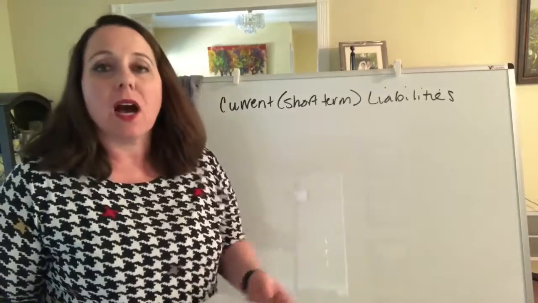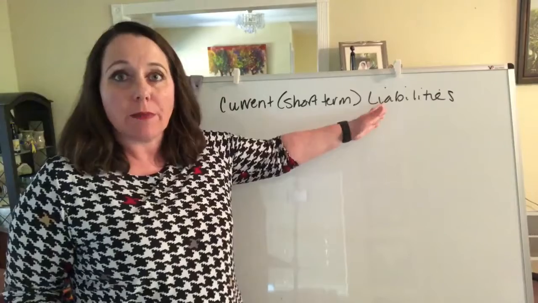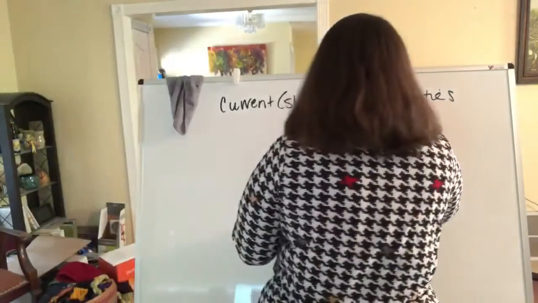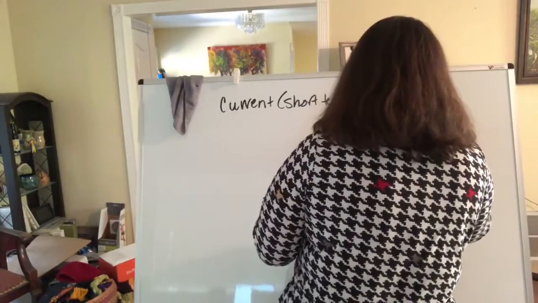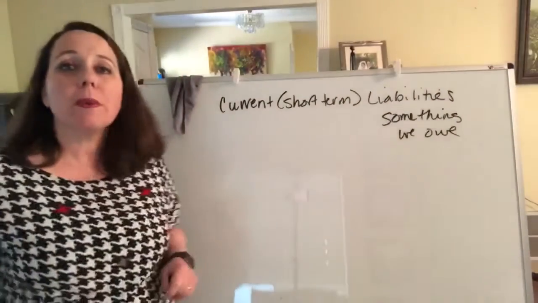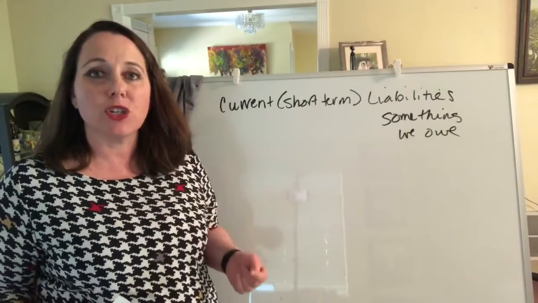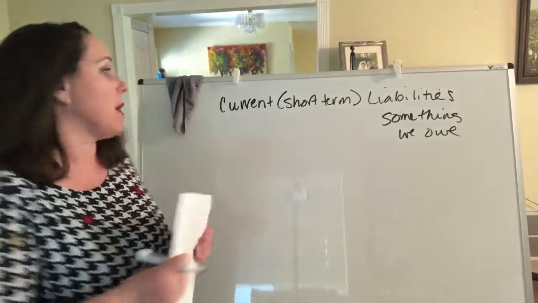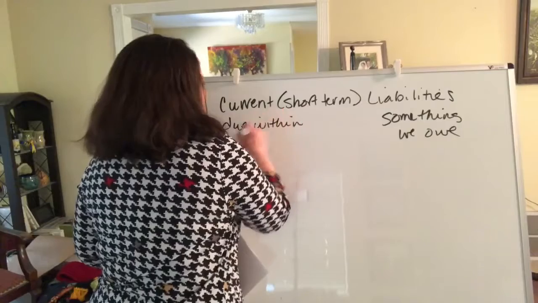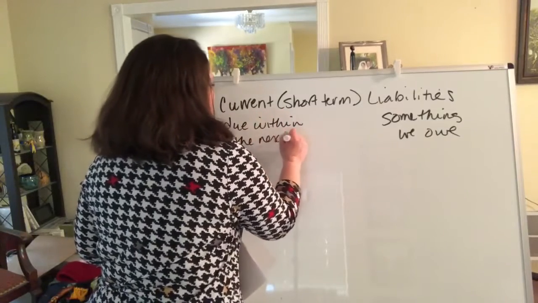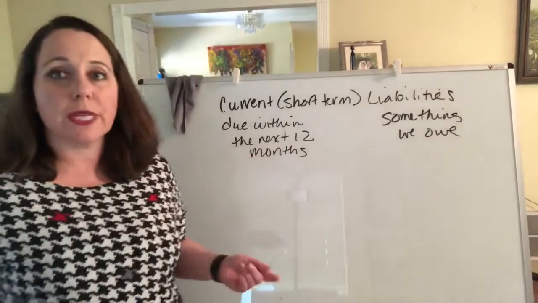Let's start by talking about a definition. Liability, we know, is something we owe. But what do we mean by current? In accounting, current means anything that is due within the next 12 months. The next 12 months or the next year.